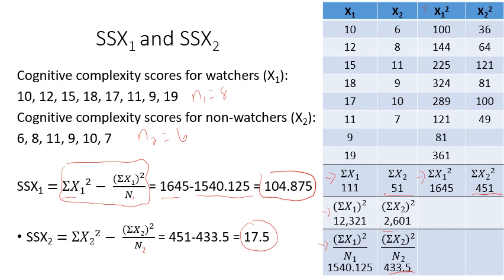The last thing that you need to do is calculate the means, which I didn't do here. To calculate out the means, the mean of x1 would be equal to 111 divided by 8, which is 13.875. And then the mean of x2 would be equal to 51 divided by 6, which is equal to 8.5.